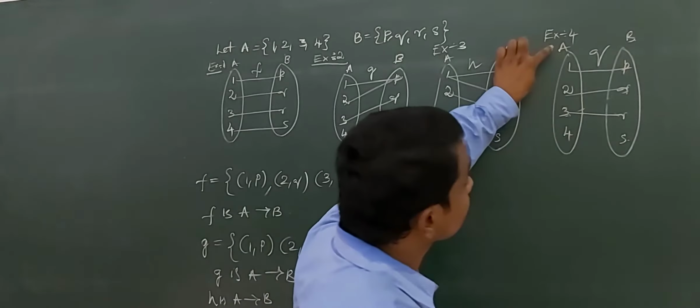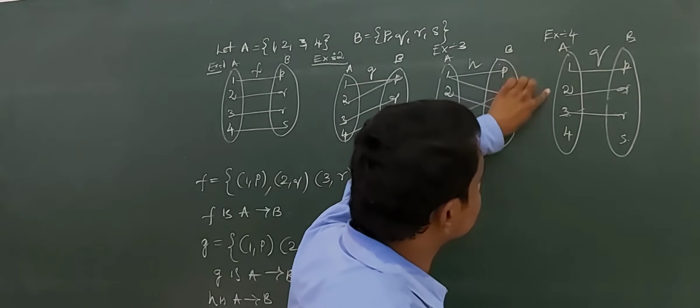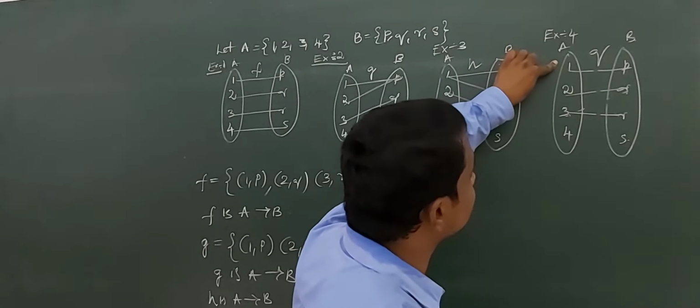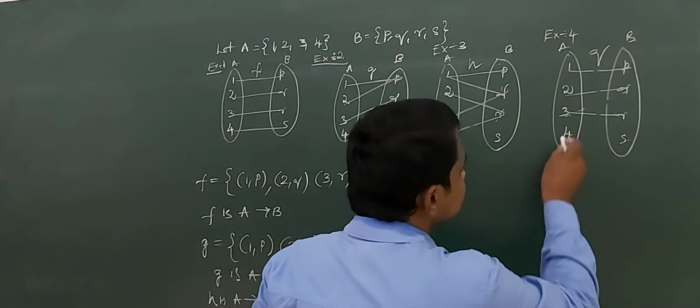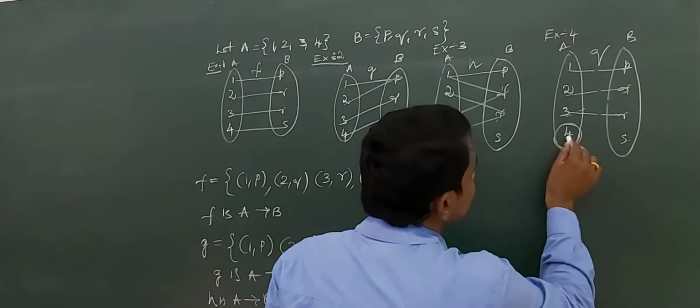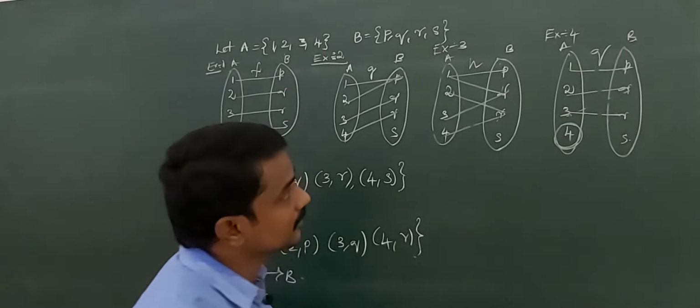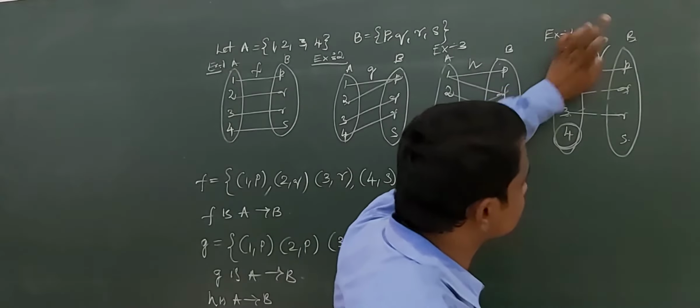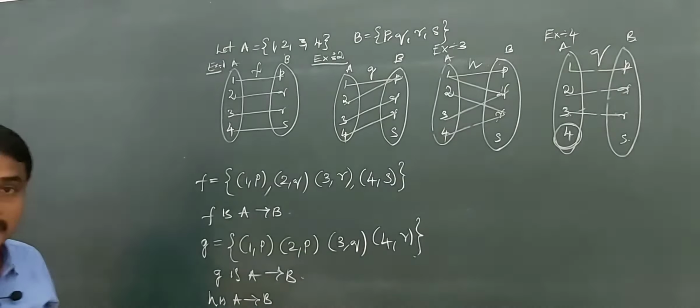Next, example 4. Not all the elements have images in B. Since 4 has no image in B, F from A to B need not be a function, so F from A to B is only a relation. Okay.